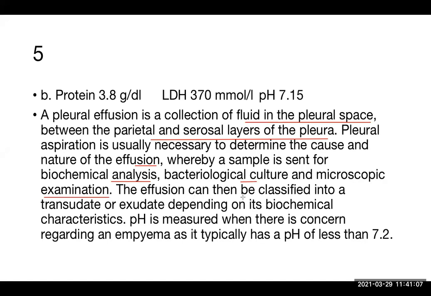The effusion can then be classified into a transudate or exudate depending on its biochemical characteristics. If protein is more than 3 gram per deciliter, we call it exudate. If it is less than 3 gram per deciliter, we call it transudate. Okay, pH is measured, and when there is concern regarding empyema, it typically has a pH less than 7.2. So this is an important knowledge.